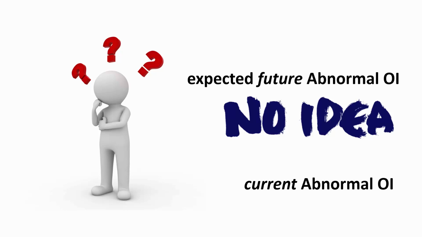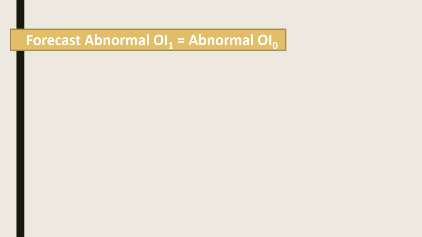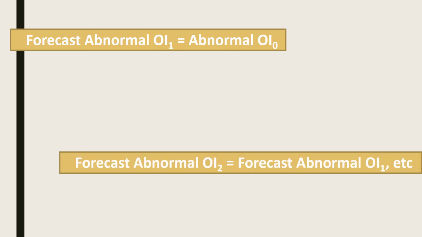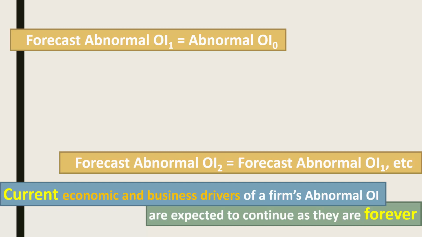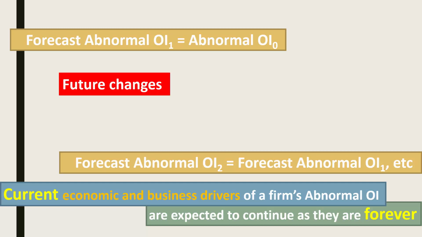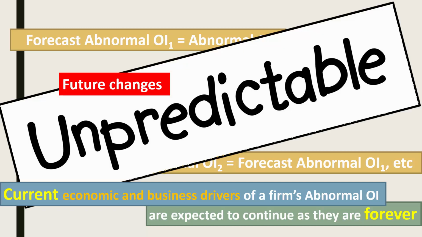This could be expressed as forecast abnormal operating income in year 1 equals abnormal operating income today. Also, forecast abnormal operating income in year 2 equals forecast abnormal operating income in year 1, and so on. This is another way of saying that the current economic and business drivers of a firm's abnormal operating income are expected to continue as they are forever, and that any future changes to these economic and business drivers are completely unpredictable.